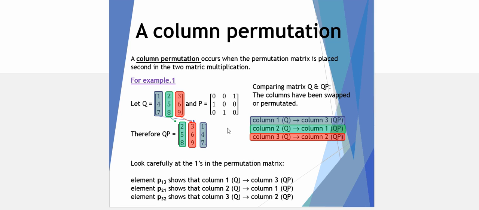Now, those of you who are astute and understand elements within matrices might pick up some kind of pattern here. This 1 is located in the first row and the third column, so it has the element reference of P, 1, 3. And if we use that as a key, it suggests that column 1 will be shifted to column 3 when we multiply it by the permutation matrix. And in fact, 1 has moved to 3.